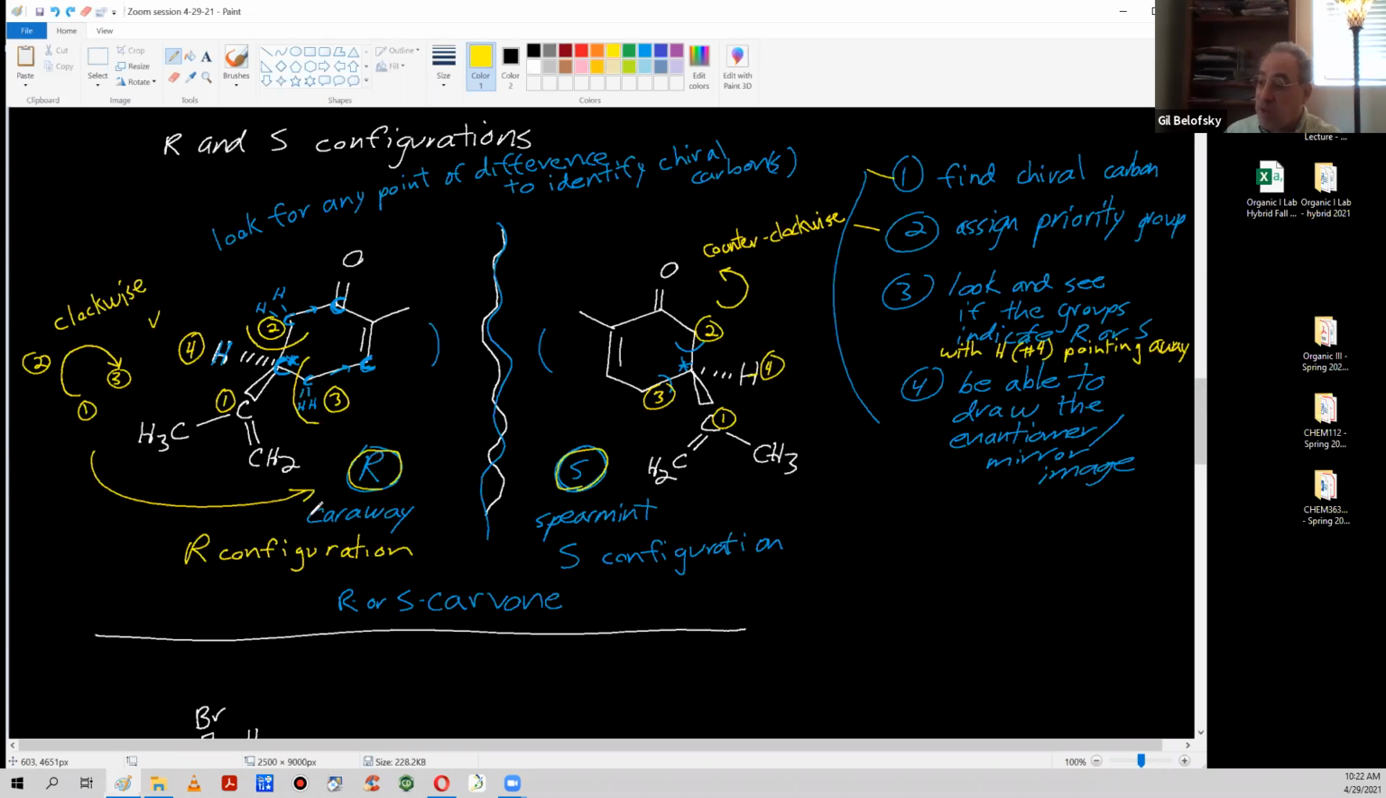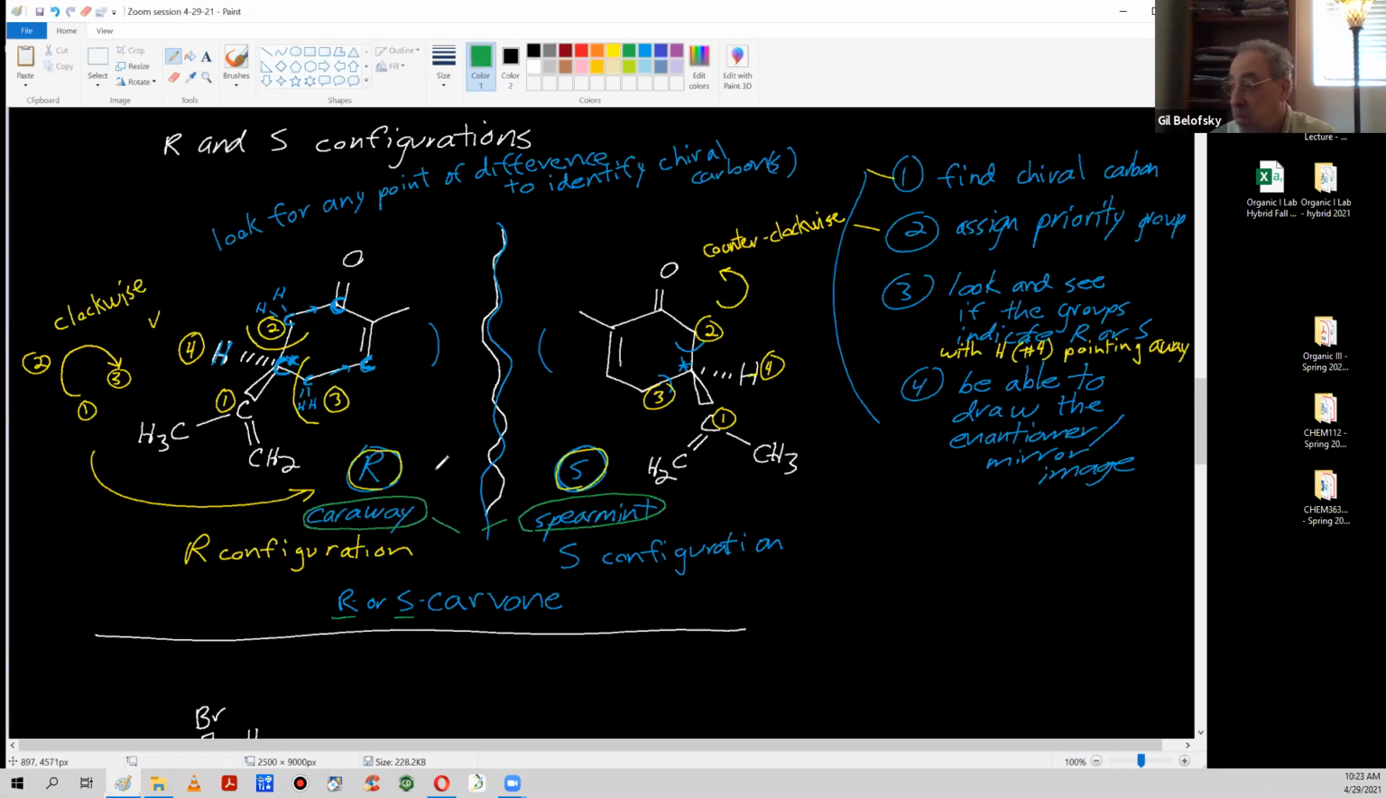Oh, and I almost forgot. Caraway, the scent and spice of caraway, is R carbon. The scent and spice of spearmint, pretty different, is S carbon. So think about that. The two molecules are virtually identical except they're mirror images of each other, and our taste buds and our smell receptors in our body can distinguish the difference between them. This is a whole world of really important stuff, which is why this subject has to be covered in this class.